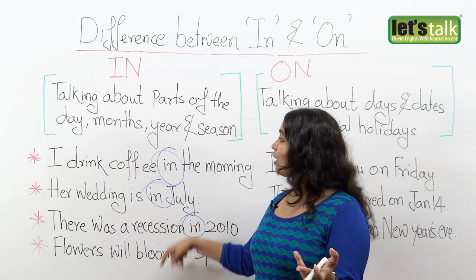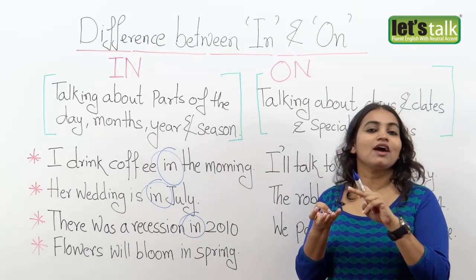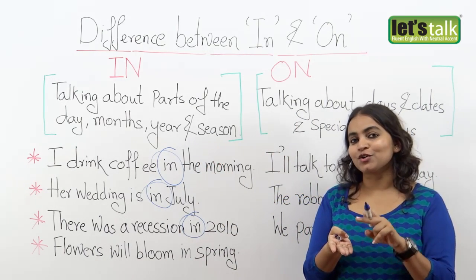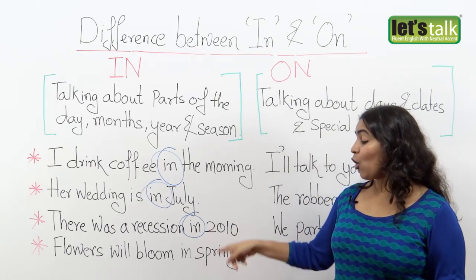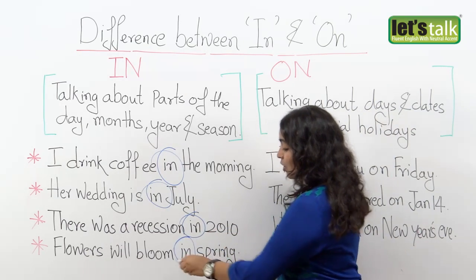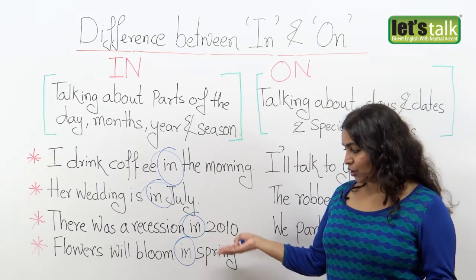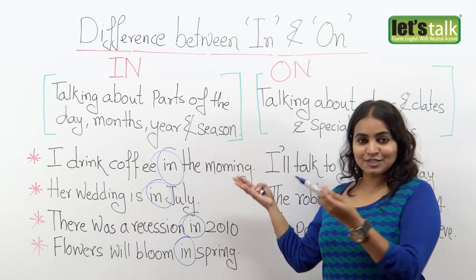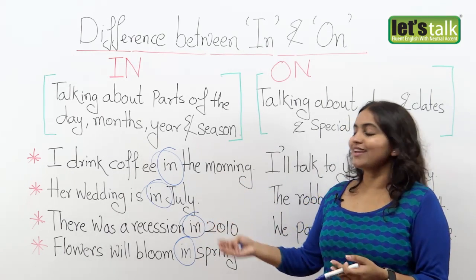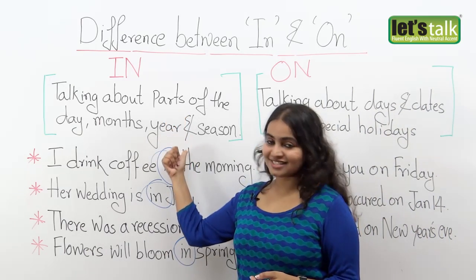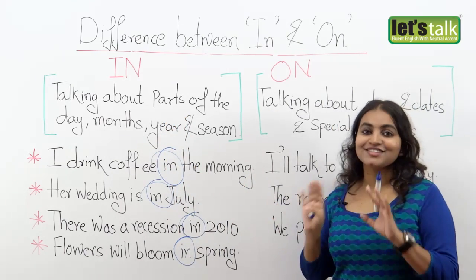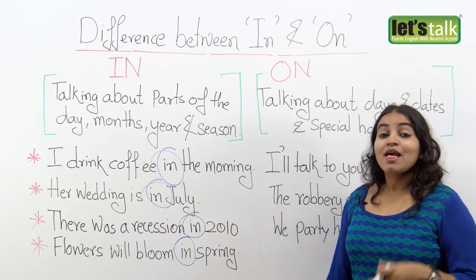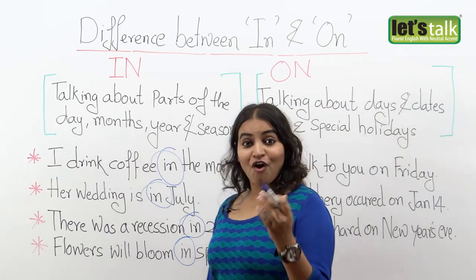Similarly, when I talk about seasons, which means you have your summer, your winter, your spring, the autumn, we always use in. My sentence says flowers will bloom in spring, because they do bloom in spring. And when I'm talking about the season, I will always use in. Now let's see when I will use on.